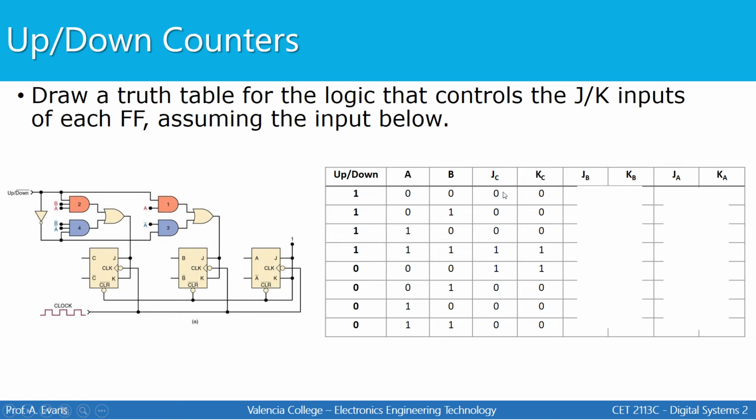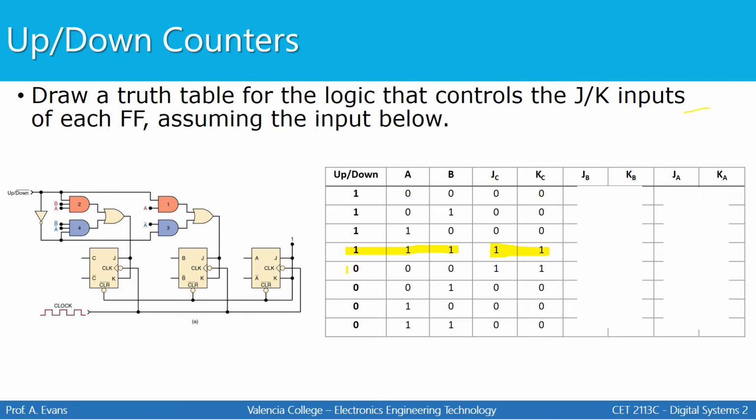So as we fill in this truth table, we can see that we only have a few instances where J and K are both 1. That's when up/down, A, and B are all 1. That would make this AND gate high, which would then make the output of the OR gate high.